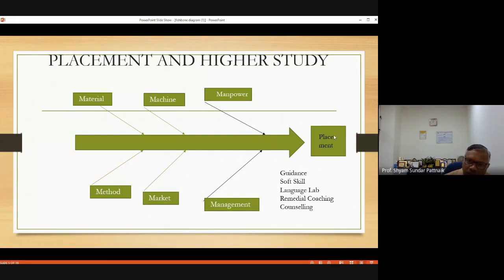This is not yielding the result expected from the university, because one of the main causes is manpower. When I go for manpower, the sub branches which are supposed to come out of this, we'll be bringing here. The sub branches may be that a dedicated training and placement officer is not there. If he or she is there, he or she is not experienced enough. Even if he or she is experienced, the supporting staff are not there, and the office is not maintained.